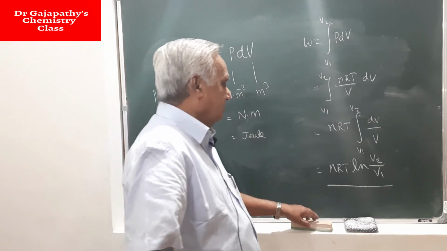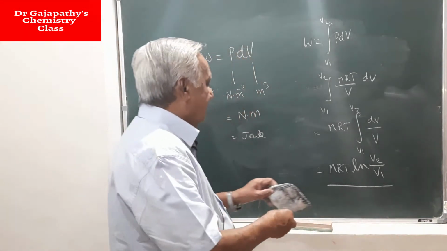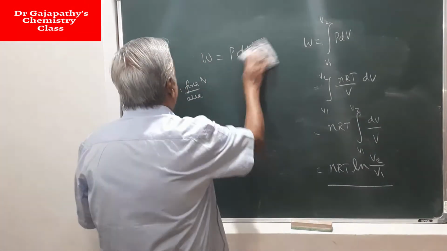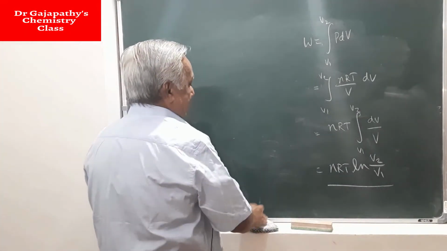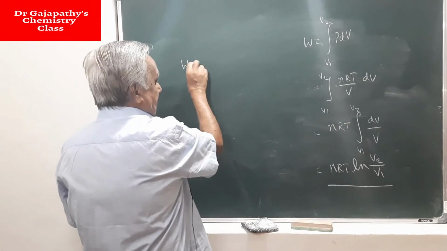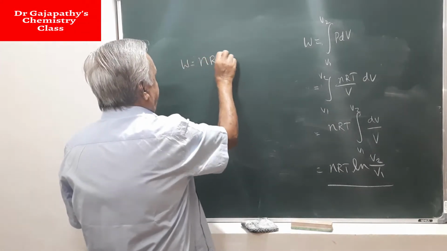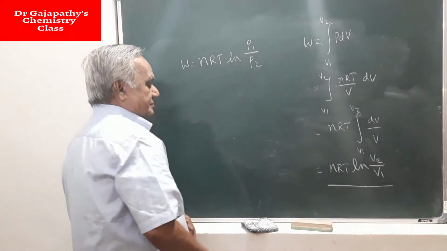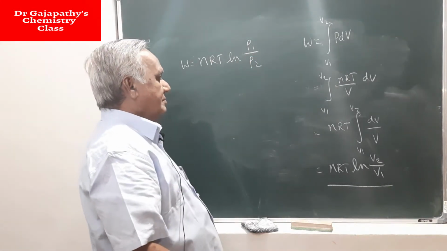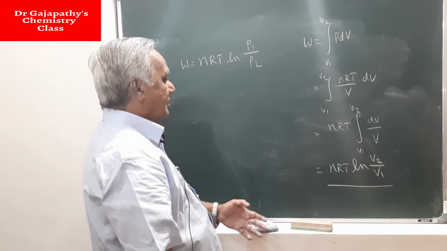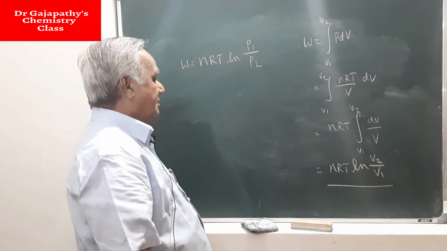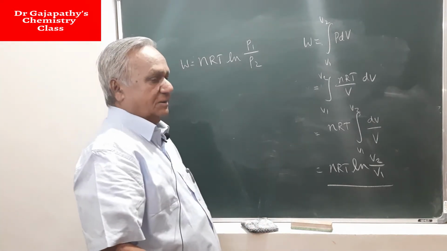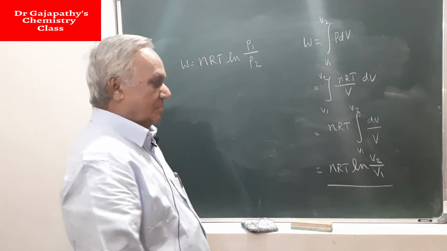Since the temperature is constant, I can definitely replace V2 by V1 with P1 by P2, or W equals nRT ln(P1/P2). Okay, this is also very familiar to you. So this is how you calculate the work done.